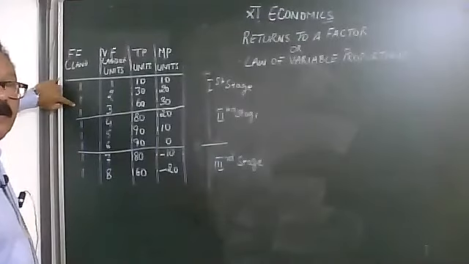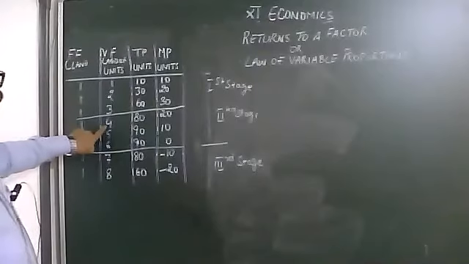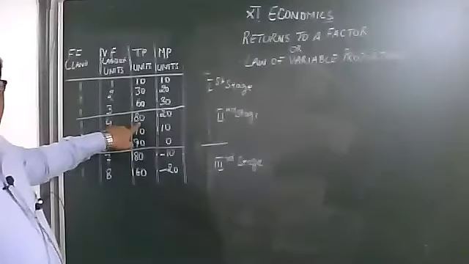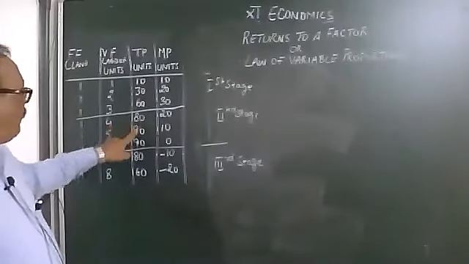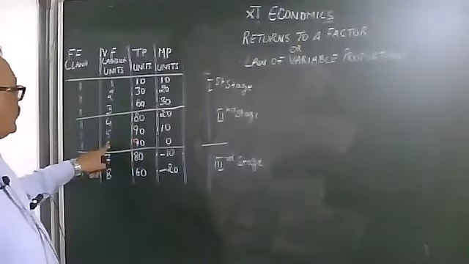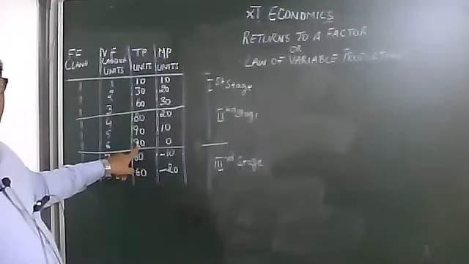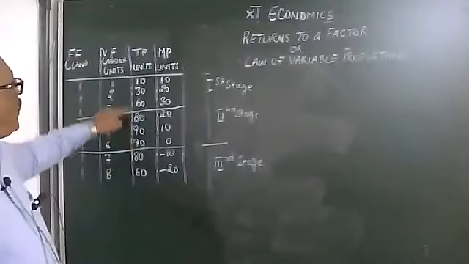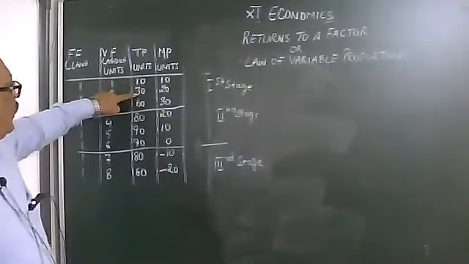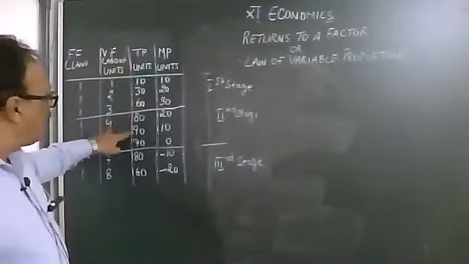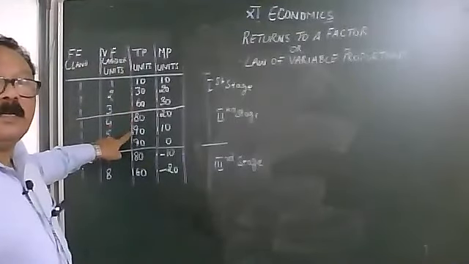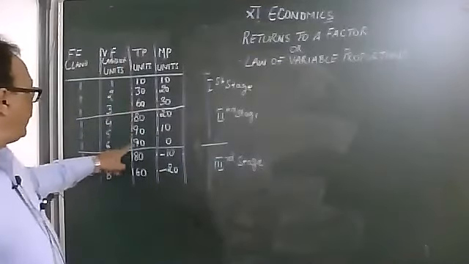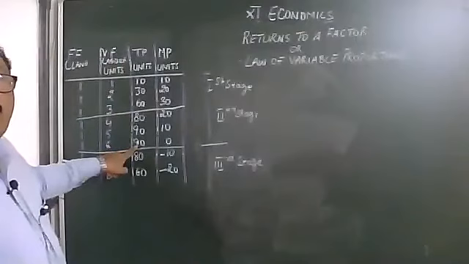Then what happens? When the 4th labor is employed, we will see that TP will increase from 60 to 80, and in the fifth unit 80 to 90, sixth unit no increase at all, 90. So TP is increasing, but not like how it was here, directly from 10 to 30, 30 to 60. No, it is increasing, but at a decreasing rate. And at the sixth unit, there is no extra contribution.